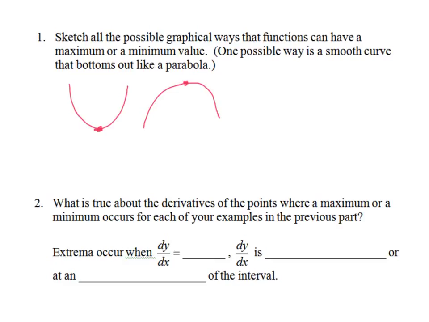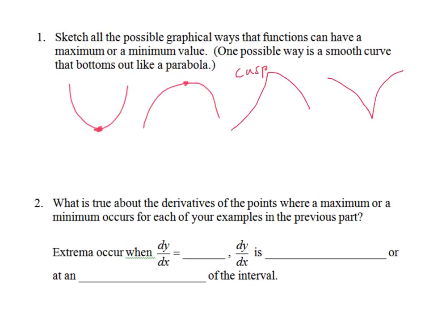Well, hopefully you had some luck coming up with other ways that you can have maximums or minimums. One of the ways I was thinking about is, instead of having a nice smooth curve, we could have a sudden abrupt change, right? Something like this. And of course, we can also have a minimum happening that way. Hopefully you remember that we call this a cusp, right? So that's another way you can have a maximum or a minimum.